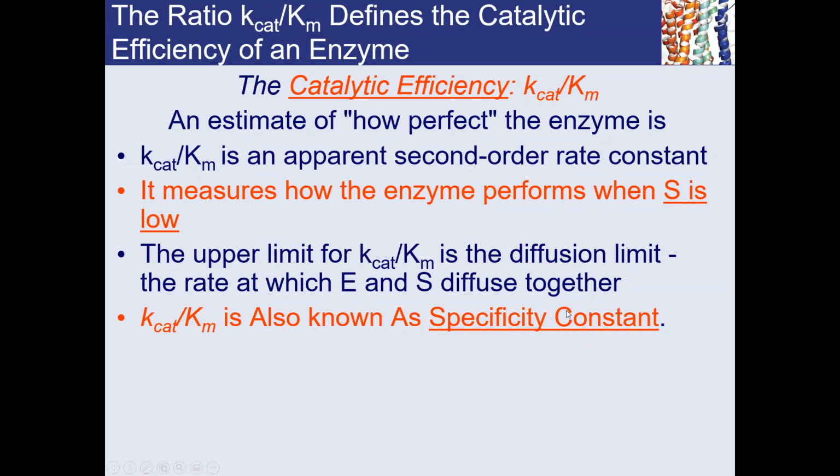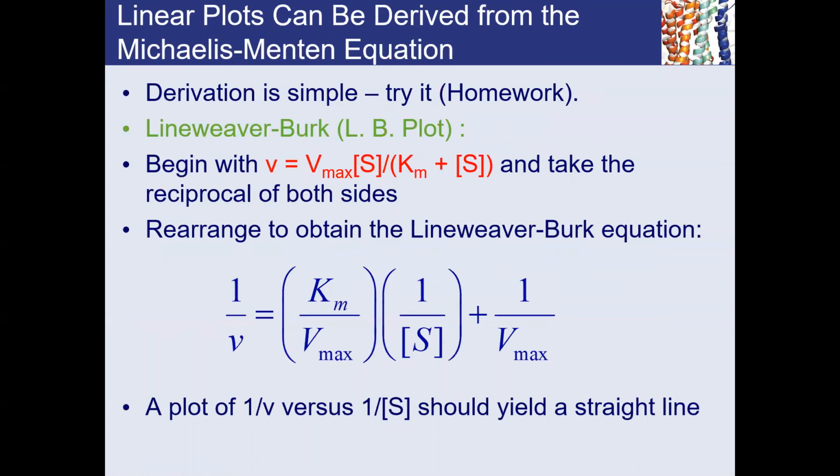Okay. And it's a second order rate constant because the unit of Km is concentration, right? And the unit of Kcat, as I told you, is time inverse. So it will be concentration inverse time inverse. That's why it's a second order rate constant. And it basically tells you how the enzyme performs when the substrate concentration is low. The upper limit of this is typically the diffusion limit, which is the rate at which the enzyme and substrate diffuse together. So with those definitions, let's look at some values, okay?